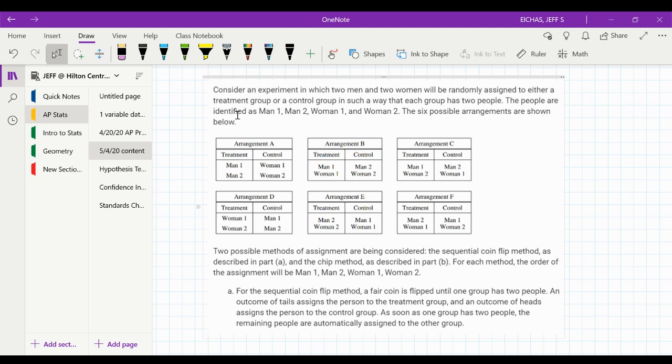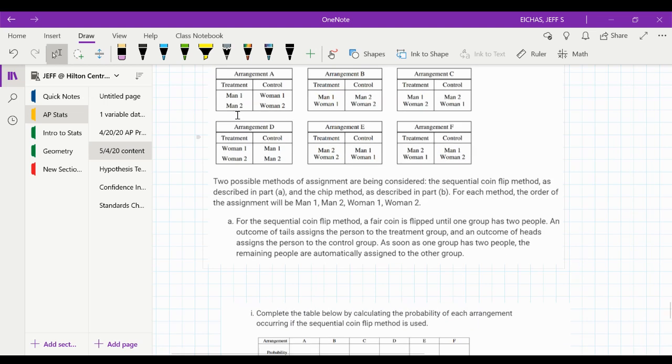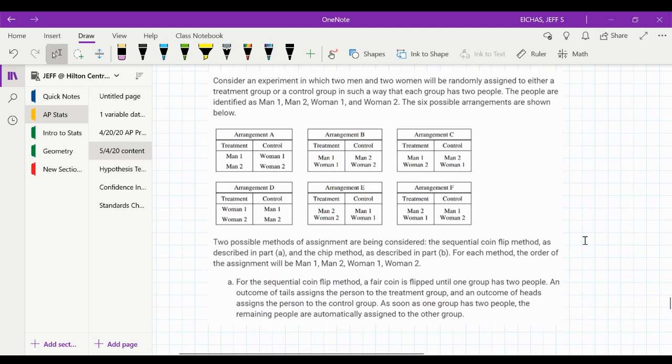The treatment could be a pill with an active ingredient, and a control group might just receive a placebo. With the way they're assigning these groups, this is pretty typical. You would coin flip, heads would get the treatment, tails would get the control. So I think that's what they said here. Let's see, an outcome of tails assigns a person to a treatment.